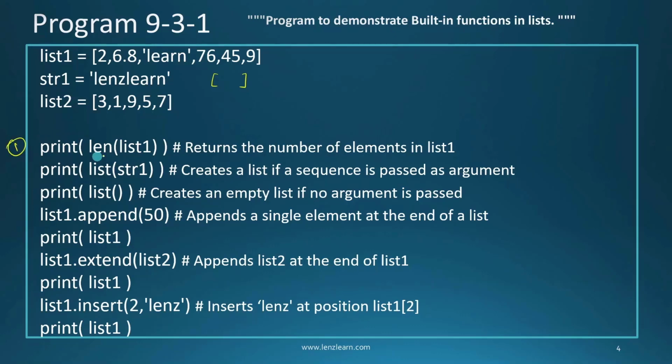So the first print statement is trying to print the length of list1. Okay, so you just count how many elements are there. 1, 2, 3, 4, 5, 6. So the output of this print statement is going to be 6.